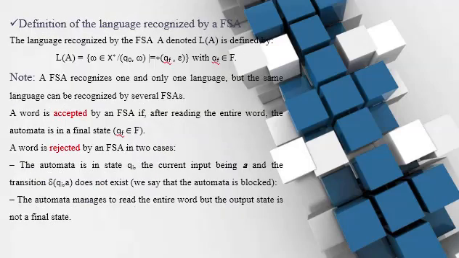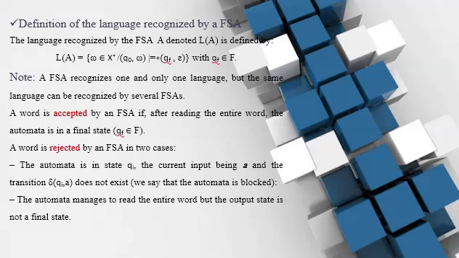Definition of the language recognized by a FSA. The language recognized by the FSA, denoted L(A), is defined by L(A) equals {W is an element of X asterisk such that (Q0, W) ⊢* (QF, epsilon), with QF an element of F}. Note, a FSA recognizes one and only one language, but the same language can be recognized by several FSAs. A word is accepted by an FSA if, after reading the entire word, the automata is in a final state, QF an element of F.